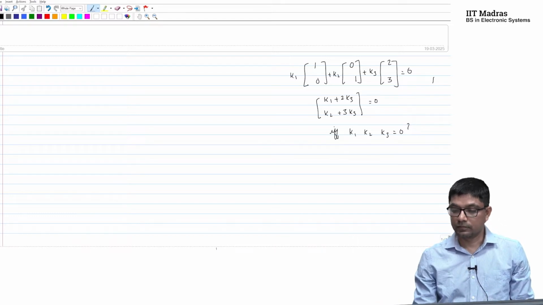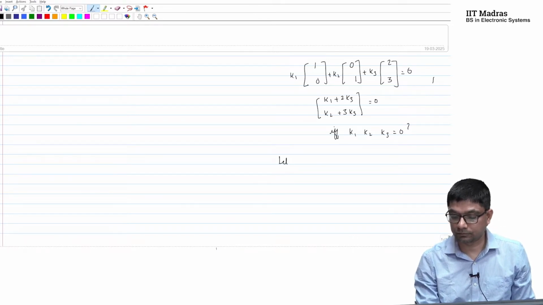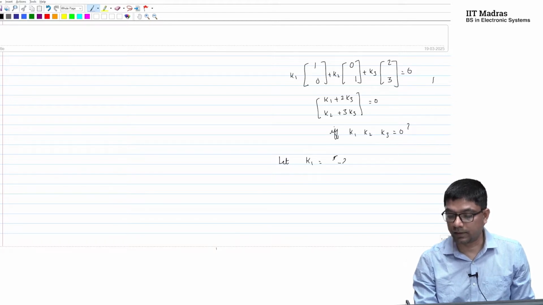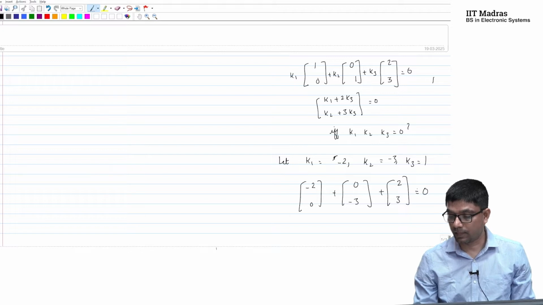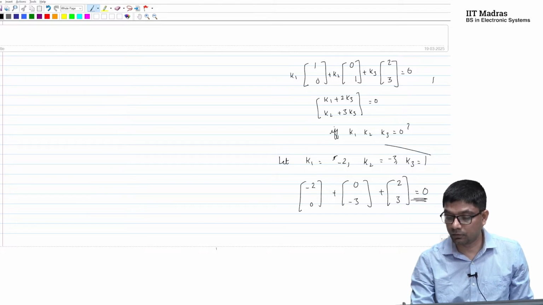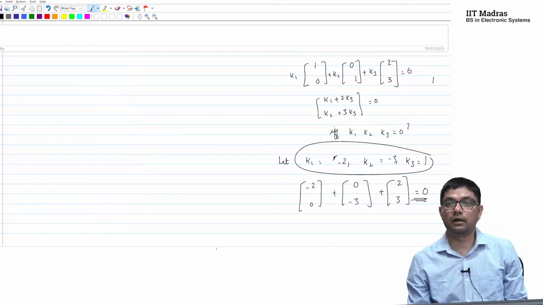We'll ask this question. But if I say let k1 equal to say minus 2, k2 equal to minus 3, k3 equal to 1, then what happens? The first term will give me minus 2, 0. The second term will give me 0, minus 3. The third term will give me 2, 3. So if I add this up, this will become 0. This has become 0 even though k1, k2, k3 are non-zero.